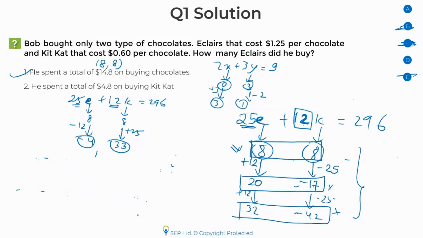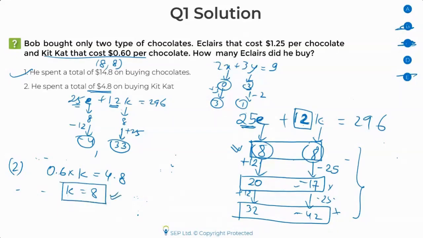Now the second statement itself is not sufficient because they are telling you that you spent a total of $4.8 on Kit Kat. They're telling you about Kit Kat. So they're telling you 0.6 times K is 4.8. Using this statement, you can find out just about Kit Kat, but you'll never be able to find out anything about eclairs. That's not possible, because you don't know how much total he has spent. So this statement will not be sufficient because you're finding out Kit Kat, not eclairs. So the answer has to be option A.